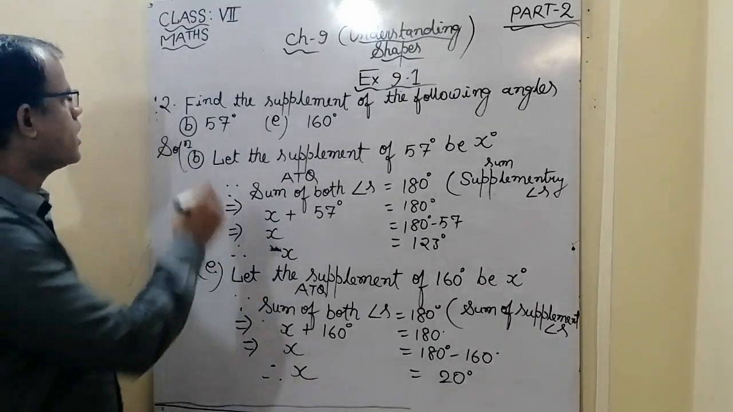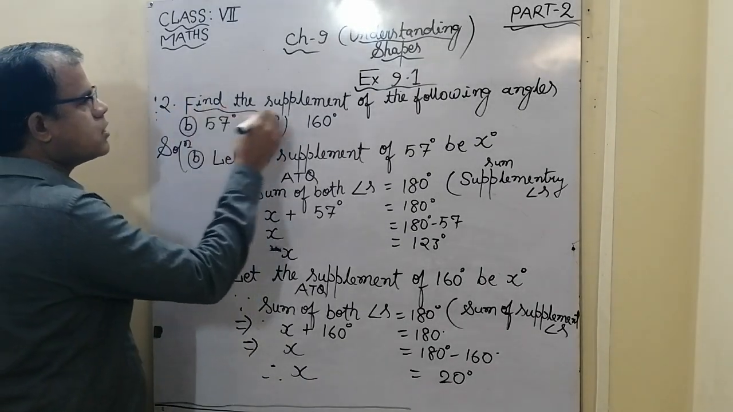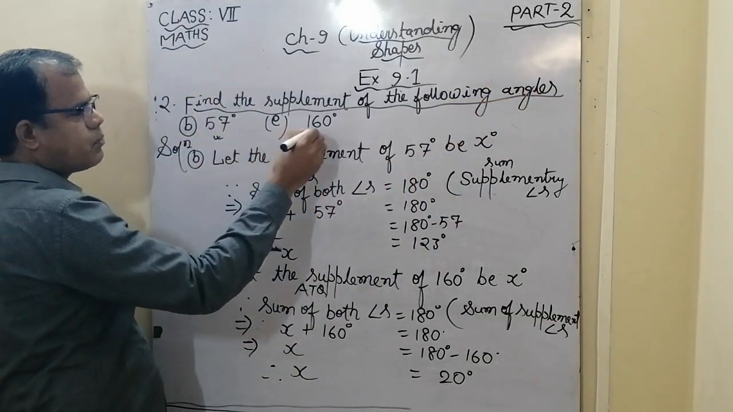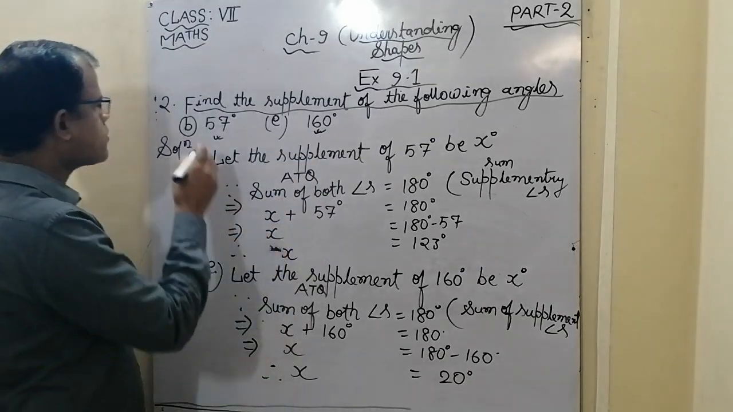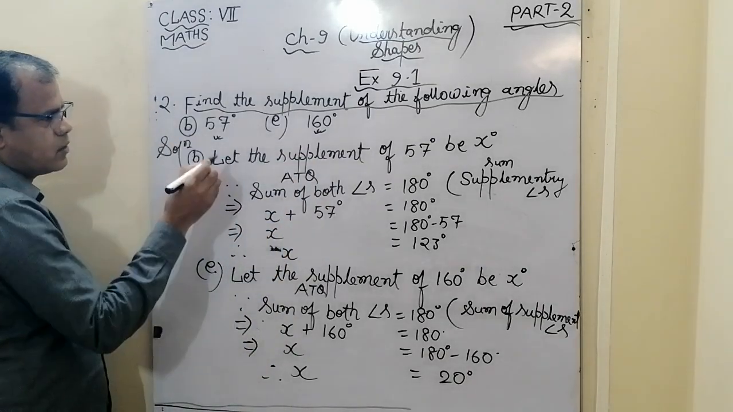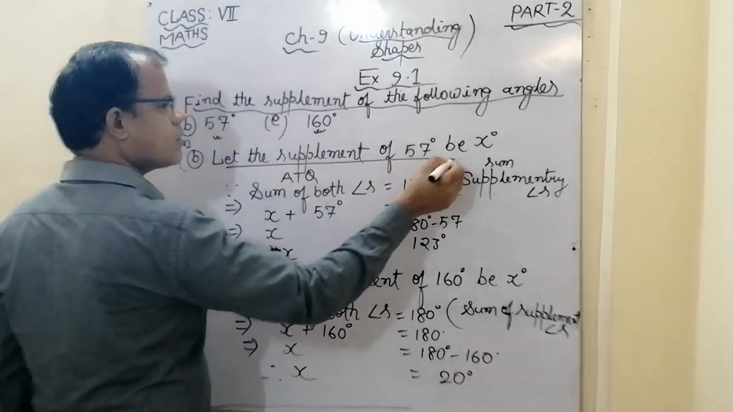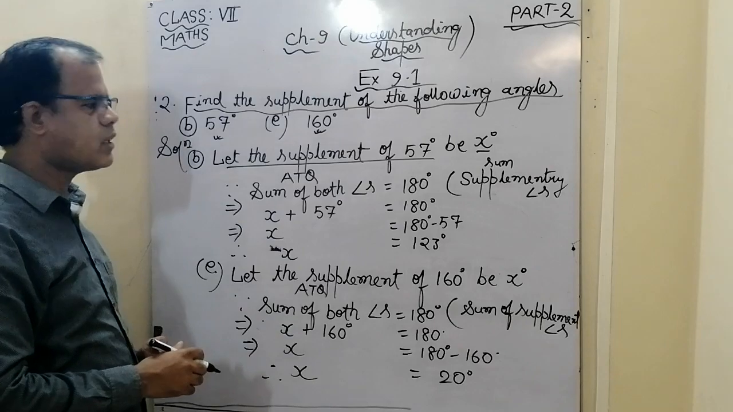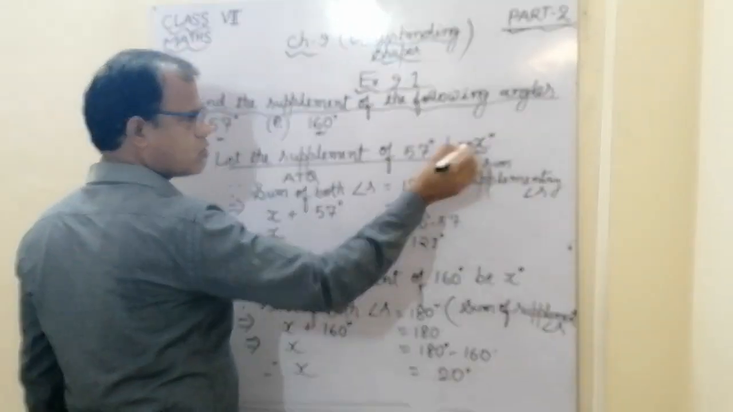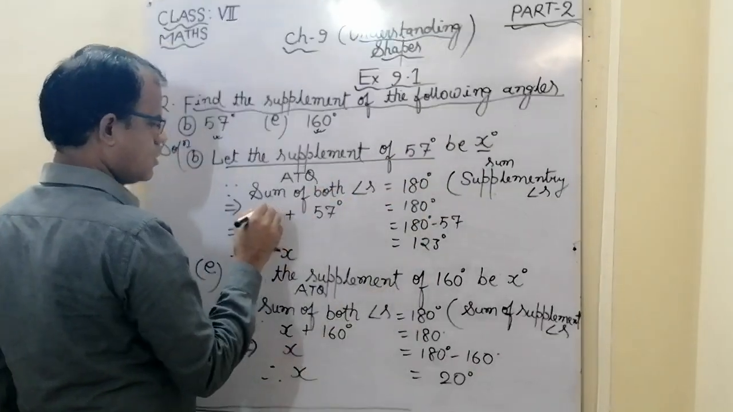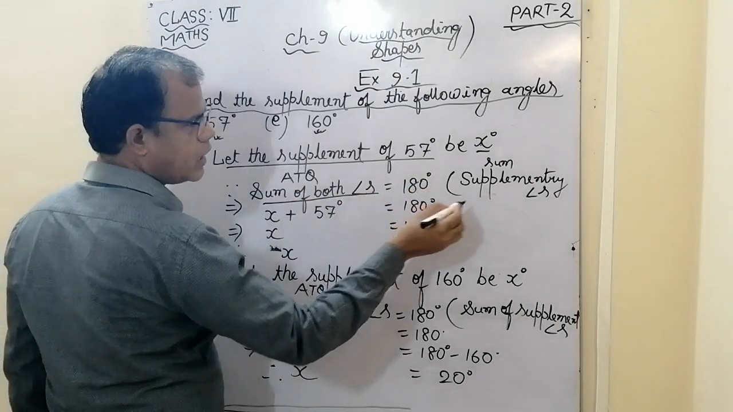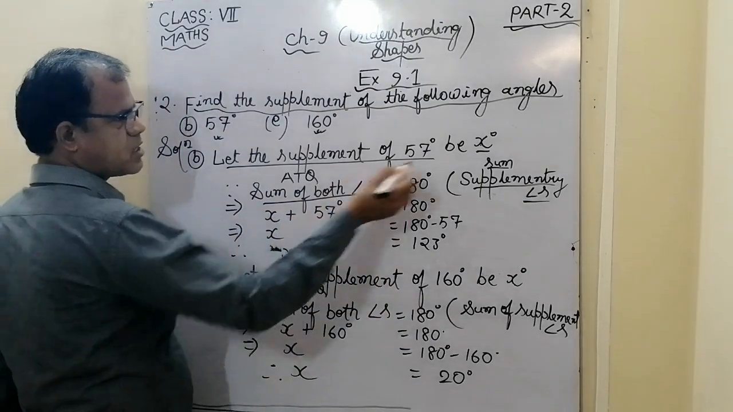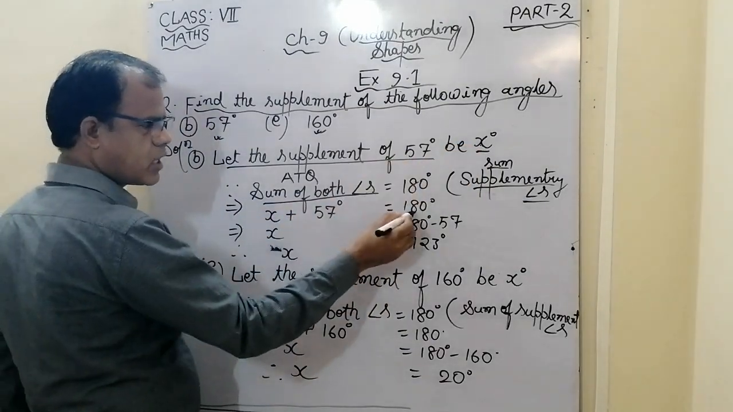Yes students, next question. Question number second. Find the supplement of the following angles. B part 57 degrees, E part 160 degree. So first we have to solve this B part, 57 degree. Let the supplement of 57 be x degree. And as we all know, sum of supplement angles is 180 degree. So these two angles sum to 180 degree. Why? Because sum of supplement angles is 180 degree. So x plus 57 becomes 180 degree.